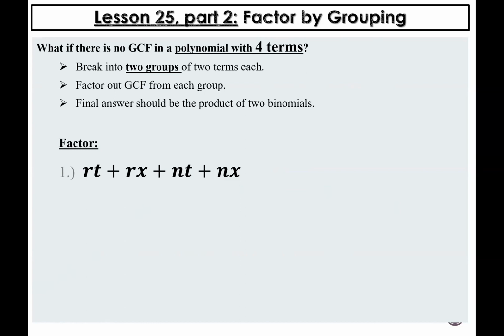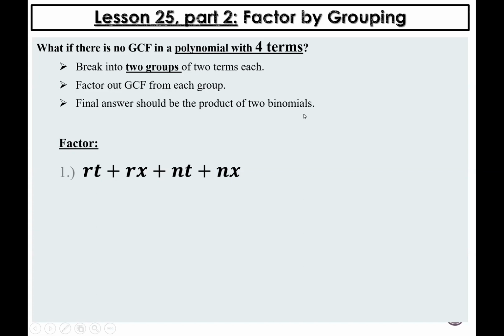All right, so what if there is no GCF in a polynomial with 4 terms? The first thing that you'll notice is the grouping problems we will see always have 4 terms. And what we're going to be doing is breaking them down into groups of 2 terms each. All right, so here's the general process. Break into 2 groups of 2 terms each. Then factor out the GCF from each group, so kind of like you're doing 2 little problems separately. Your final answer should be the product of 2 binomials.